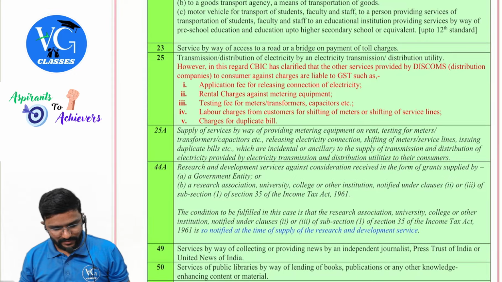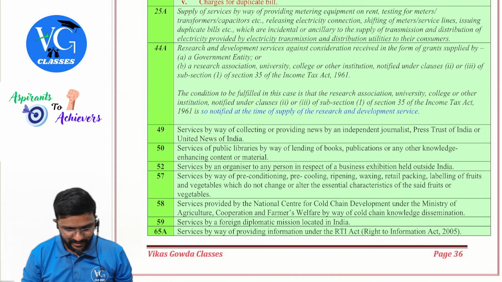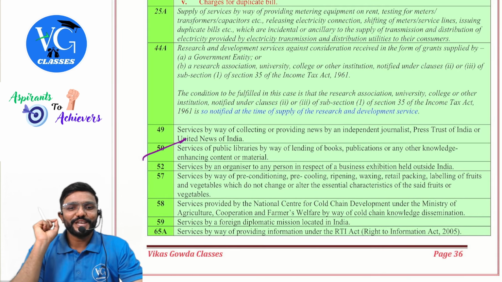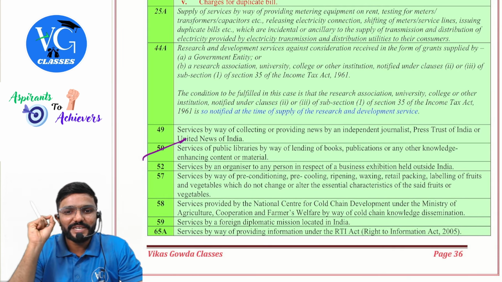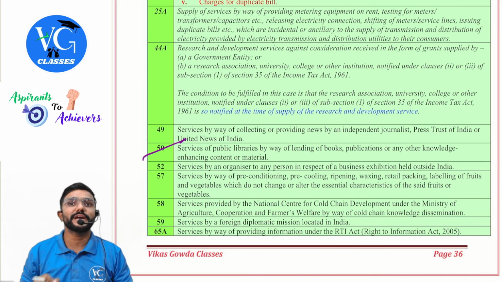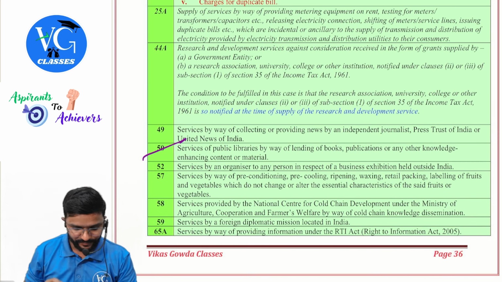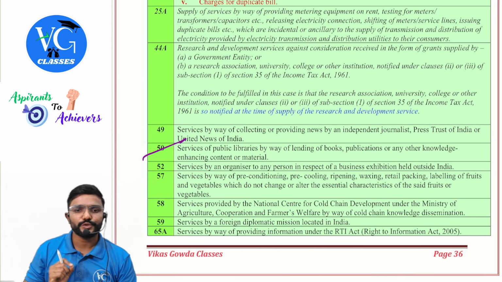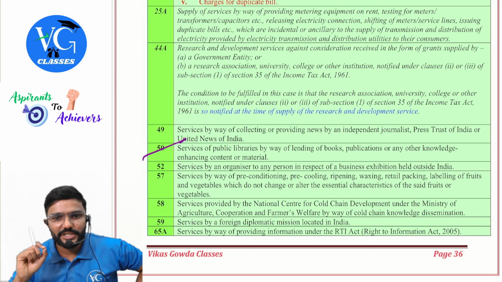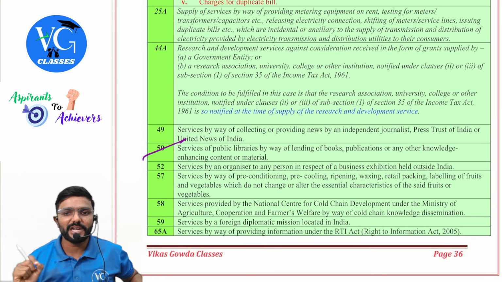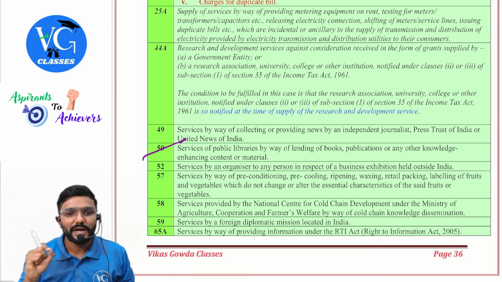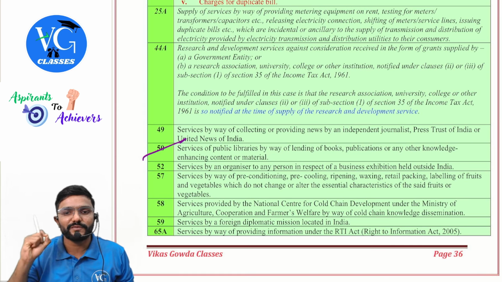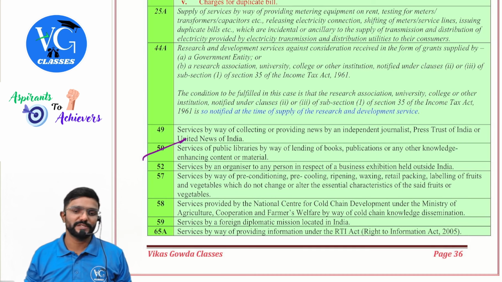Where were we? Library. Finished. 52. Services by an organizer to any person in respect of business exhibition held outside India. Exempt, sir. Next, 57. Services by way of, this is something connected to agriculture also. Services by way of preconditioning, pre-cooling, ripening, waxing, retail packing, labeling of fruits and vegetables which do not change or alter the essential characteristics of the said fruits or vegetables.